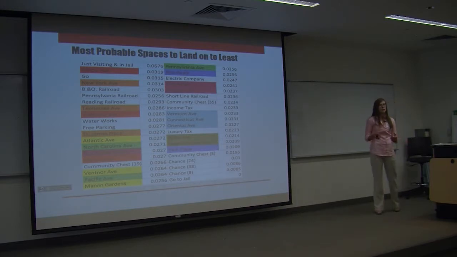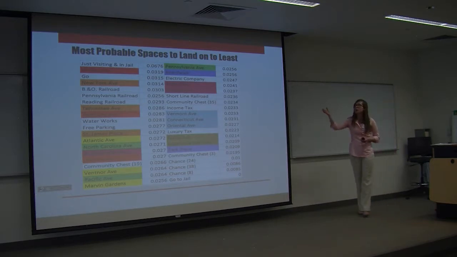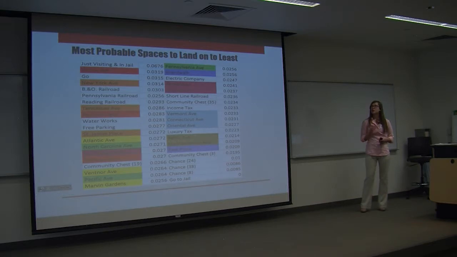Now that doesn't really seem like a lot, but you have to keep in mind that we're breaking up a probability of 1 into 41 different spaces. And as you can see, the next most probable space to land on only has a probability of 3.19%. That means just visiting or in jail is more than 2 times as likely to land on than any other space on a turn.